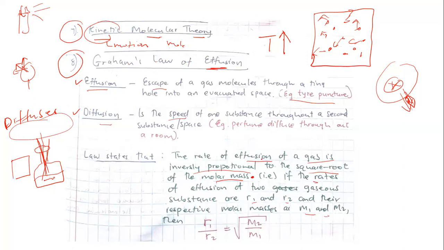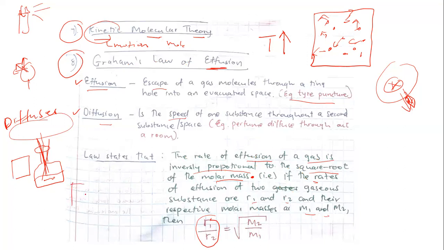So you're going to say the rate of effusion of a gas is inversely proportional to the square root of the molar mass. You're explaining basically that the rate of effusion of a gas, remember we're talking about a gas, is inversely proportional to the square root of the molar masses. Now, this is what is happening. This is what they're telling you.